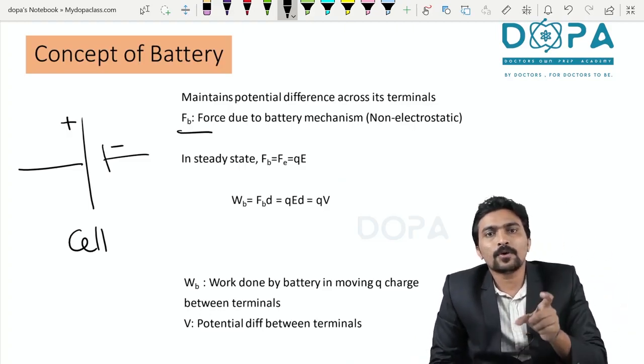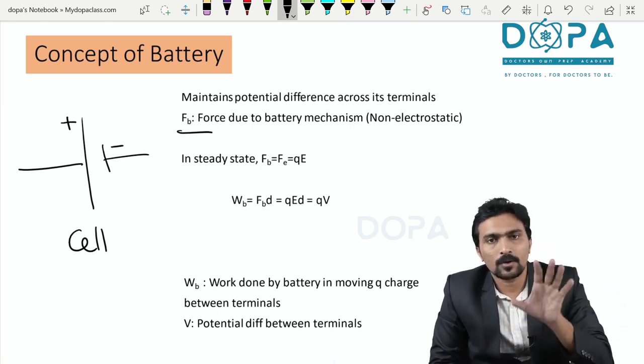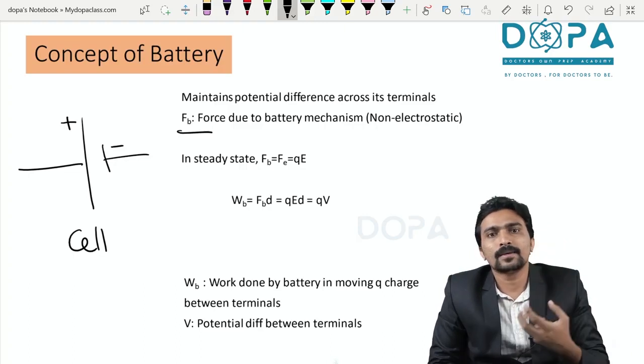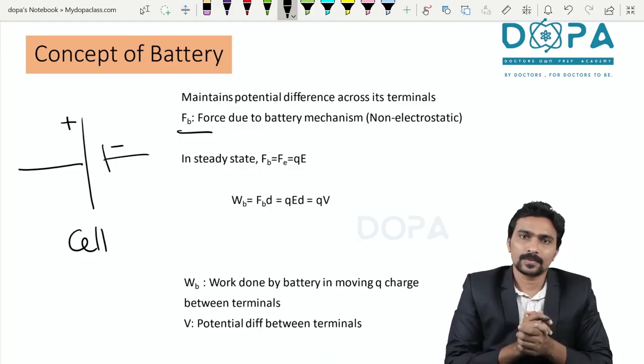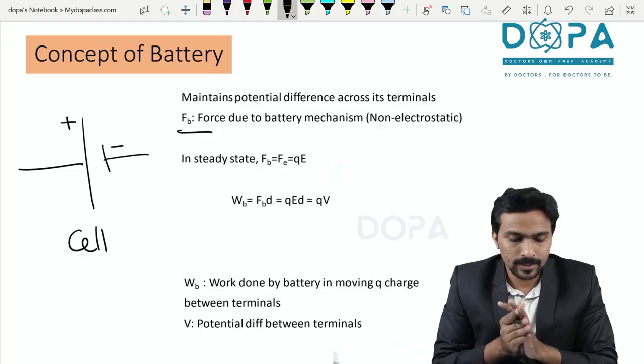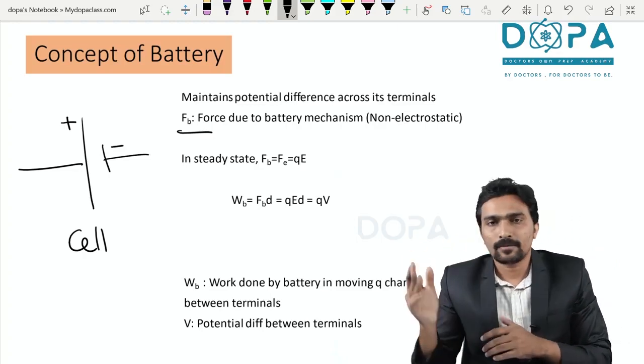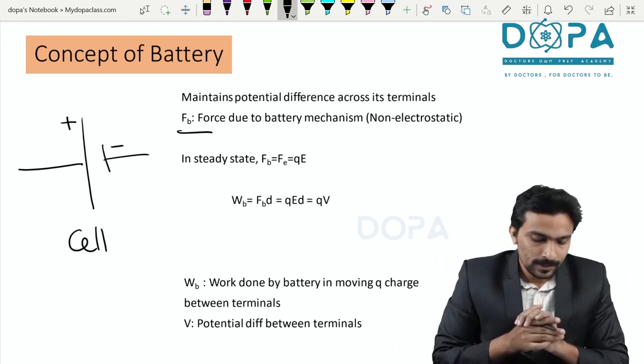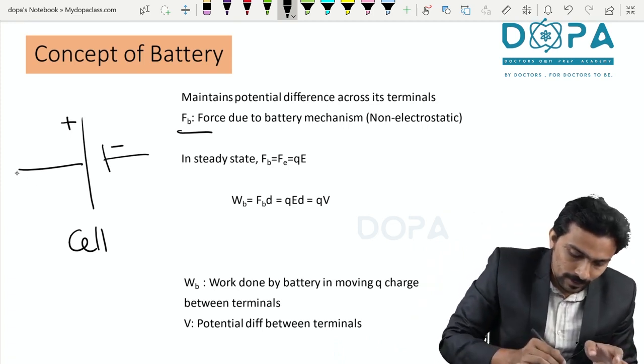So this force is not due to electrostatics. It is not an electrostatic force. It is due to the chemistry happening inside the battery. Okay, so I'm sure you have learned it in chemistry. So electrons will be able to travel from one terminal to another terminal. Clear?